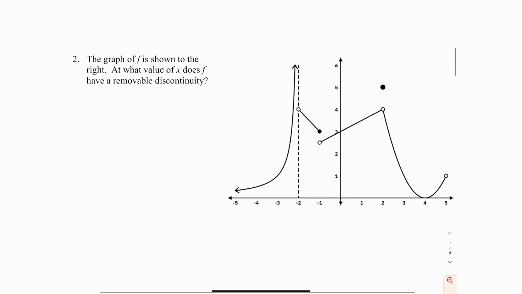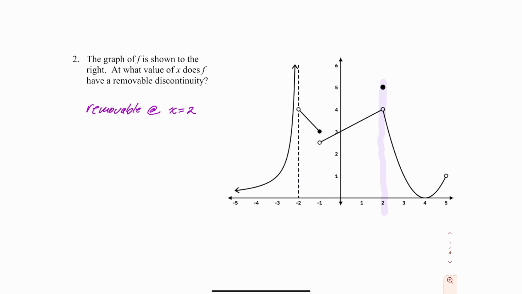Graph of f is shown to the right. At what value of x does f have a removable discontinuity? All right, so although the question is removable discontinuity, and you can look, this is where you have your removable discontinuity. So there's a removable discontinuity at x equals 2. I'm going to write that down. So removable at x equals 2.